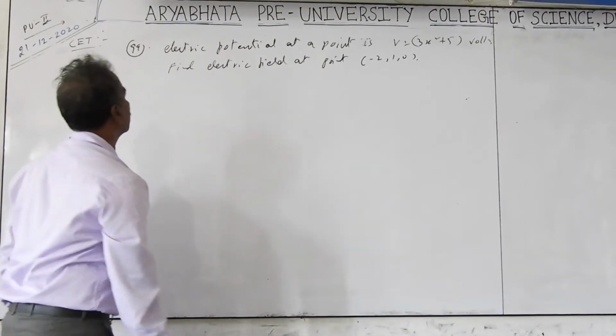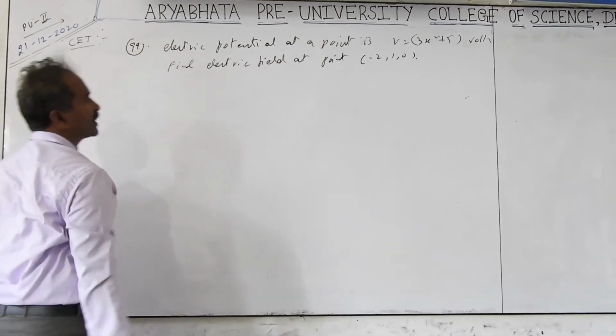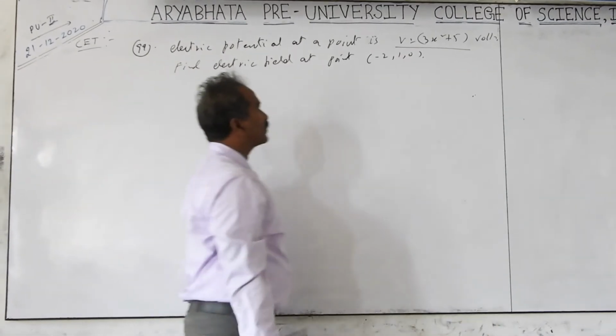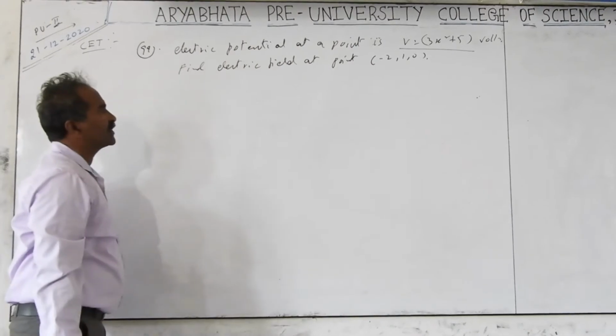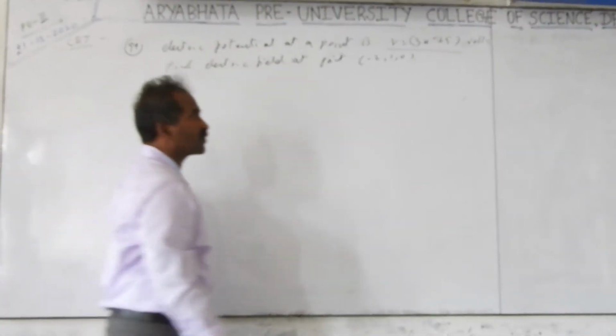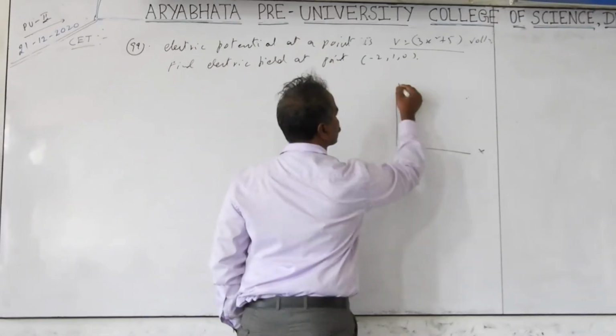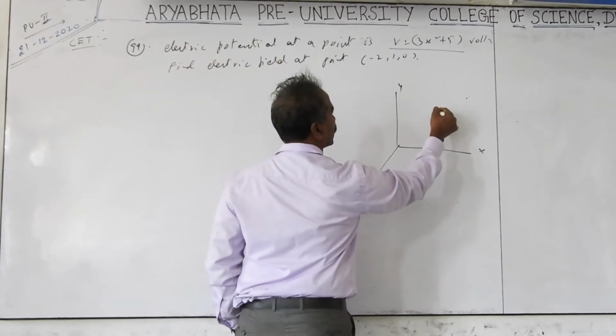Next question is 99. The electric potential at a point is given as V is equal to 3x square plus 5 volts. Find the electric field at the point (-2, 1, 0). The position is given in the xy coordinates, but the z coordinate is 0. That means the point is only in the xy plane.